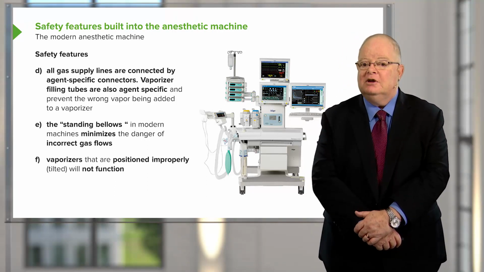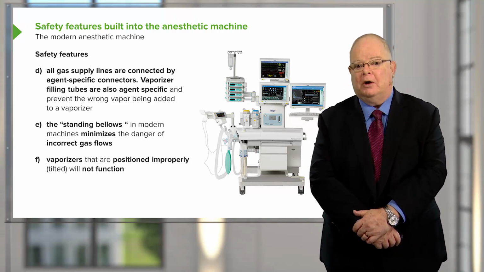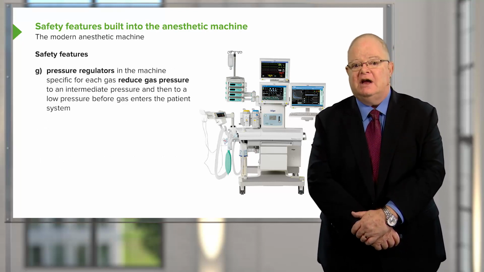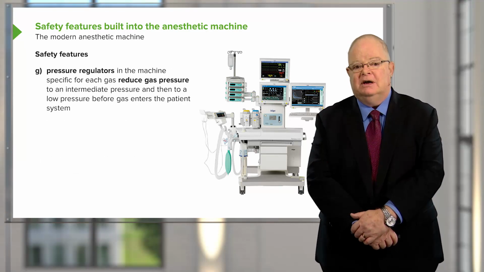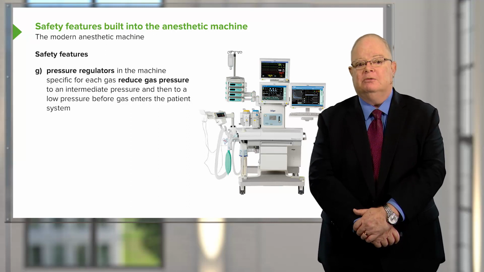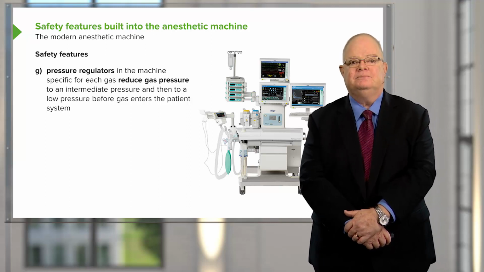Vaporizers that are positioned improperly, tilted, won't work. And pressure regulators in the machines are specific for each gas, reduce the gas pressure to an intermediate pressure within the machine, and then to a low pressure before gas gets to the patient.